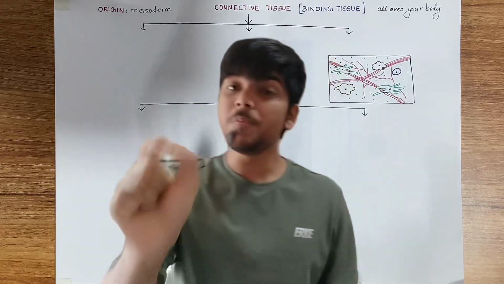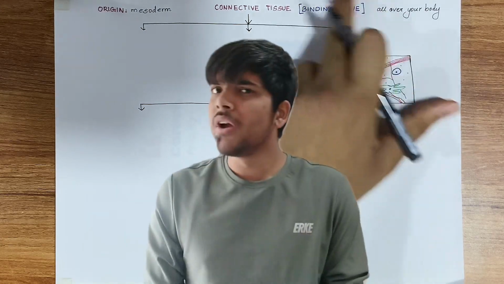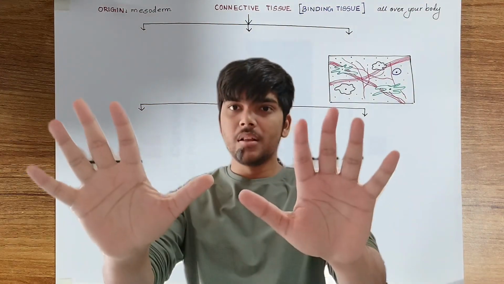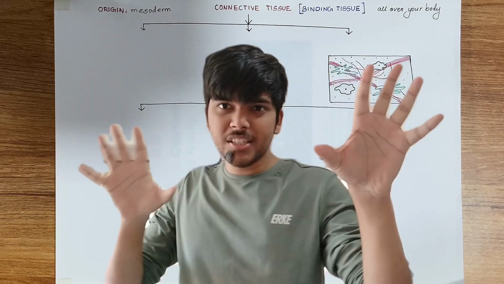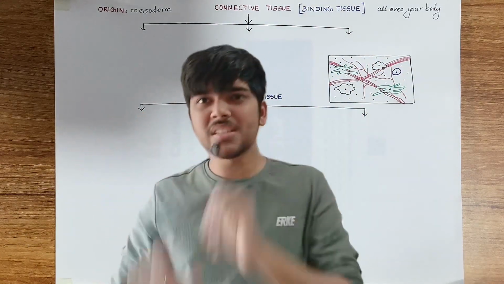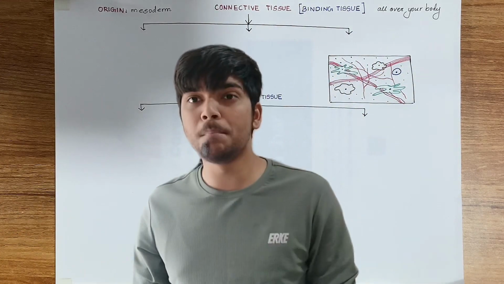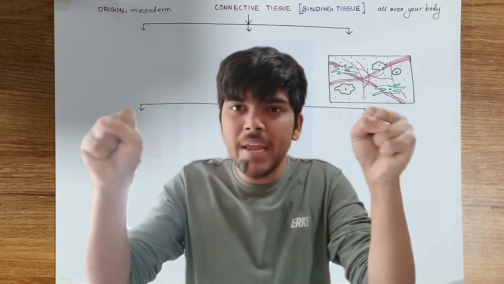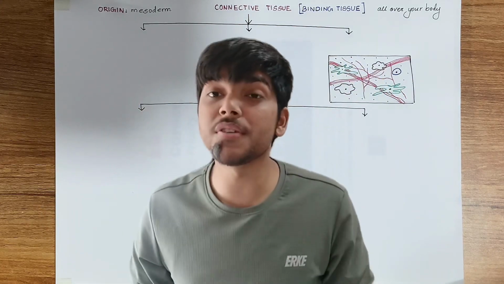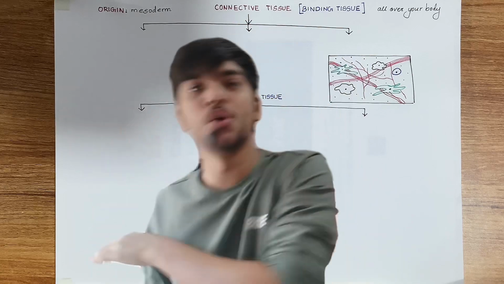Connective tissue. Connective tissue is also known as binding tissue. Do you know why? Because look at here. There's tissue A, there's tissue B, and in the middle, there's connective tissue. This connective tissue binds tissue A and tissue B together. That's why it's also known as binding tissue.